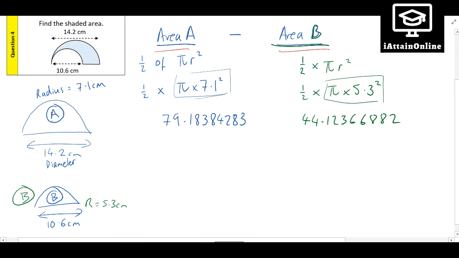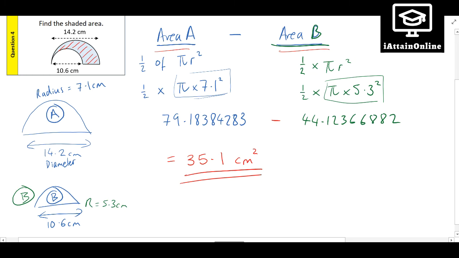Okay, finally we now have the area of shape A and the area of shape B. So area of A was the bigger semicircle, area of B was the smaller one. Now to find the shaded area in our question, this bit here, we're going to start with the area of shape A and take away the area of shape B. So now I'm just going to write that out on my calculator. 79.18384283, take away 44.123668882. That tells me that the shaded area to one decimal place, this is our final answer now, so I can round it, is 35.1. Because it's an area, remember it's squared.